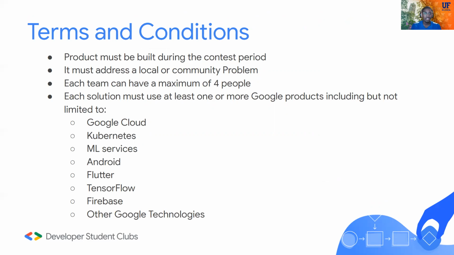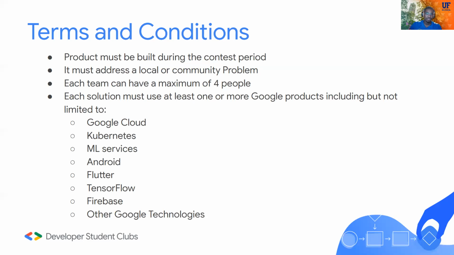The other conditions are that it must address a local or community problem. This problem can be as big or as small as you choose. Just keep in mind that the criteria for the judgment of the project is also based on the impact of the solution itself. So you really have to keep in mind that more broad problems will have better success in the contest itself.